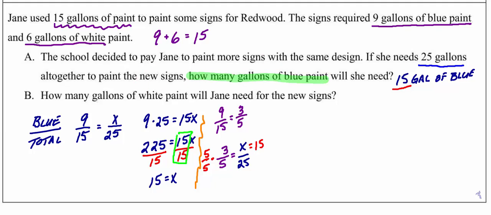Answer to part B, how much white paint will Jane need? Well, to do the white paint Jane needs for the sign, we're going to take the fact that there are 25 gallons total.